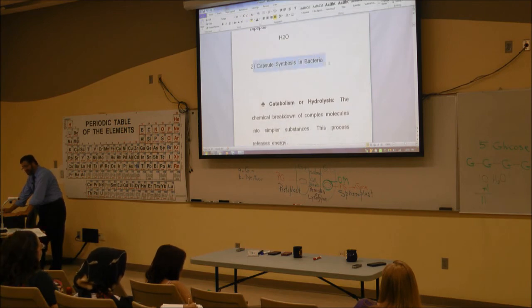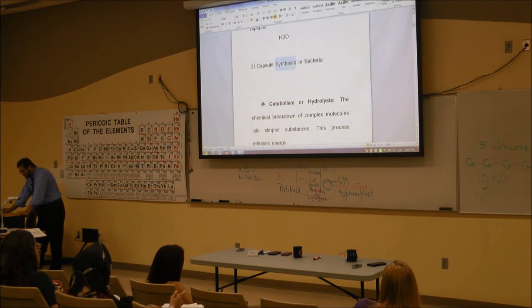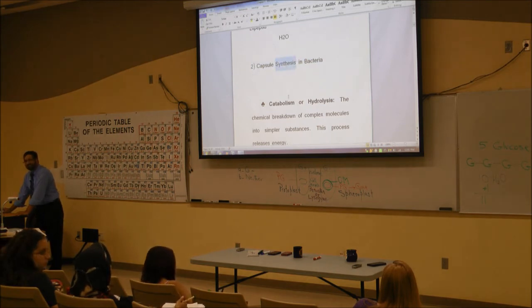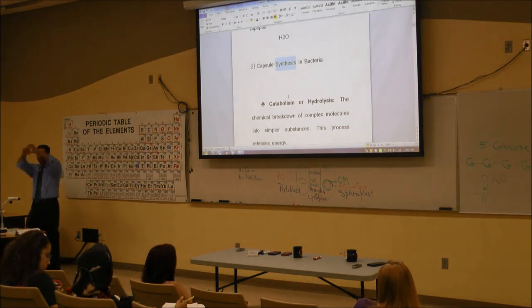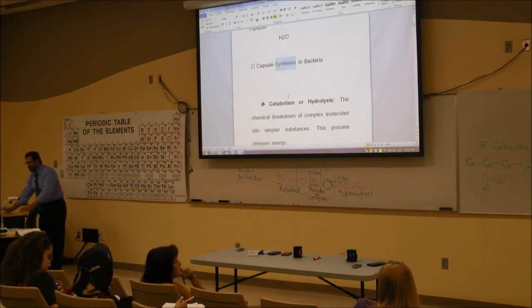Bacteria, when they are under good, favorable conditions, what do they do? They synthesize capsule. Synthesis of capsule. And what is capsule? Protein or sugar. So they take these building blocks and they build up their capsule. So building of capsule is a process of synthesis, an anabolic reaction.